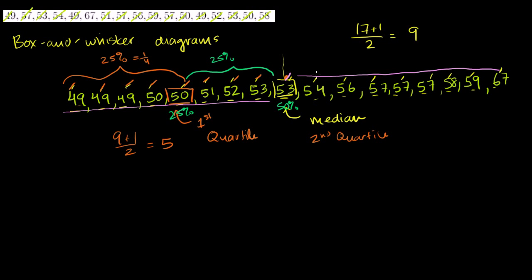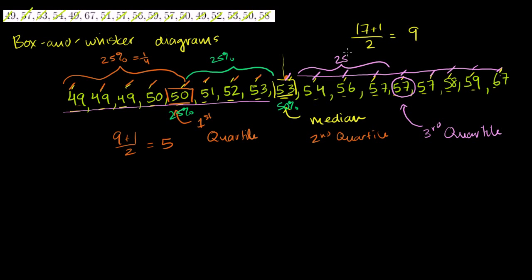So once again, we have 1, 2, 3, 4, 5, 6, 7, 8, 9 values. 9 plus 1 over 2 is 5. So you go 1, 2, 3, 4, 5. So the median of the higher half of our data set is 57. So this number right there, the 57, we call that our third quartile. And it represents the upper bound on the section from our 50th percentile to 75th percentile.